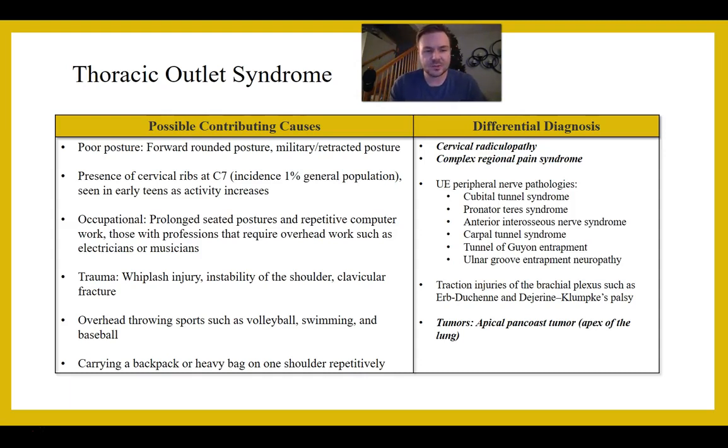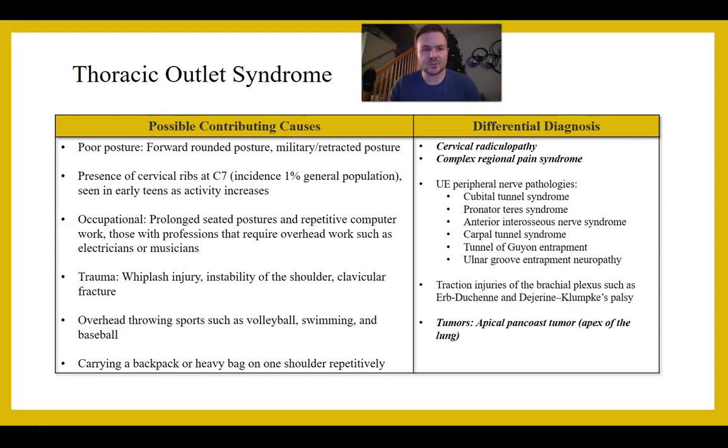Could be occupational, a traumatic injury like a whiplash, overhead throwing sports, even carrying a backpack or a heavy sack on your shoulder for long periods of time. And we look at differential diagnoses. Big one here is cervical radiculopathy. You want to rule that out. And obviously there'd be contribution from the neck with that one.